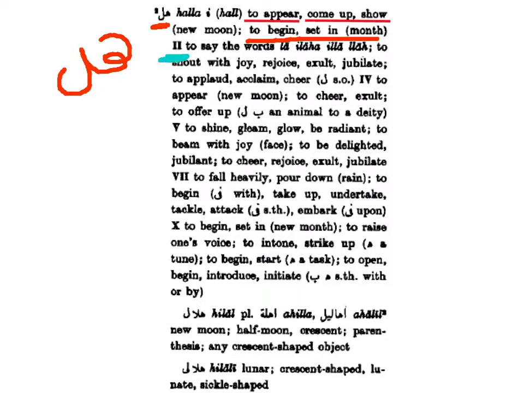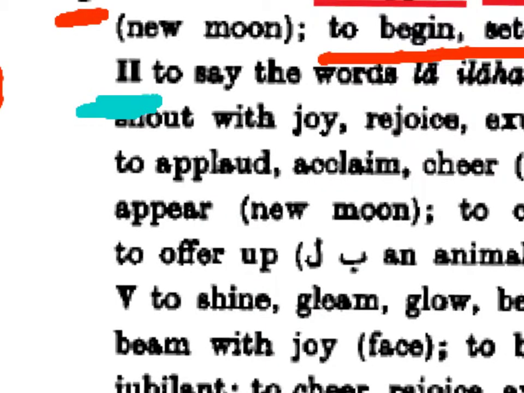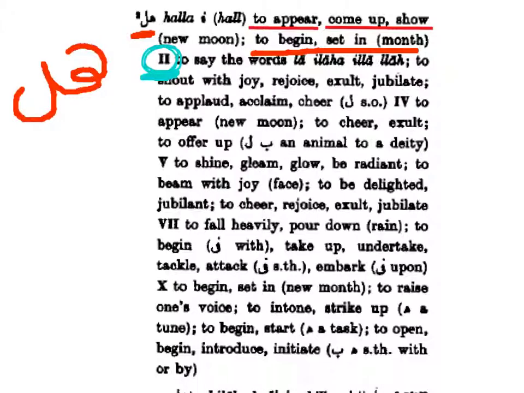Next, we have Form 2. And you can see here that Form 2 is introduced through the Roman numeral 2. And when we take the basic root and we put it in the pattern for Form 2 verbs, which is fa'ala, tashadda, the meaning changes, and the meaning becomes to say the words La ilaha illallah, or to shout with joy, rejoice, exult, be jubilant, applaud, acclaim, cheer, and so on.